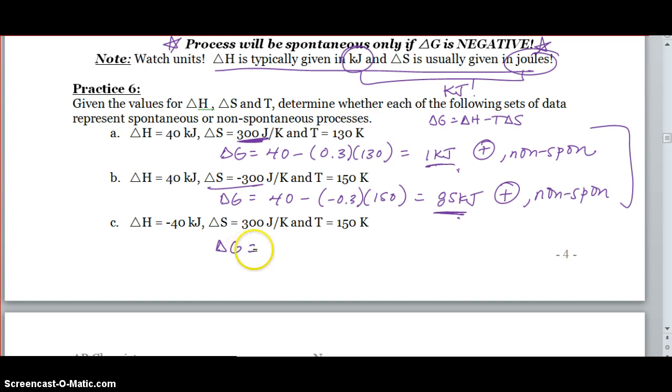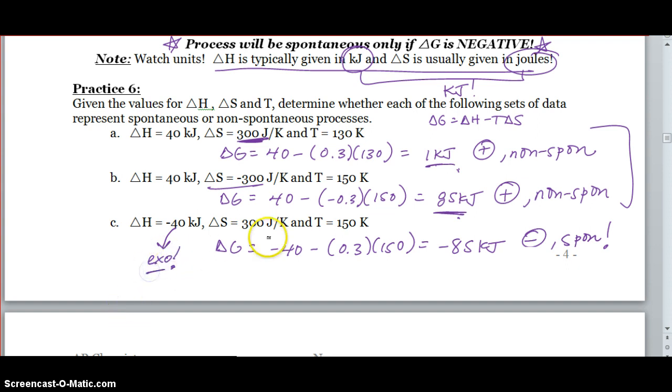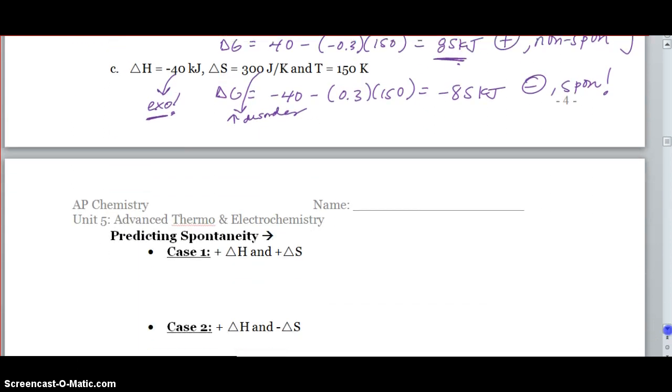All right, in the last practice, we've got negative 40 minus 0.3 times 150. For this one, we get negative 85 kilojoules. So finally, a negative delta G, so this one would be spontaneous. And if you think about why, we've got an enthalpy value that's negative, so that's going for it, it's exo. We have a positive delta S value, so that means you are increasing disorder. So when you have that combo, an exothermic reaction, disorder is increasing, as long as that temperature is good, you're going to have a spontaneous reaction.